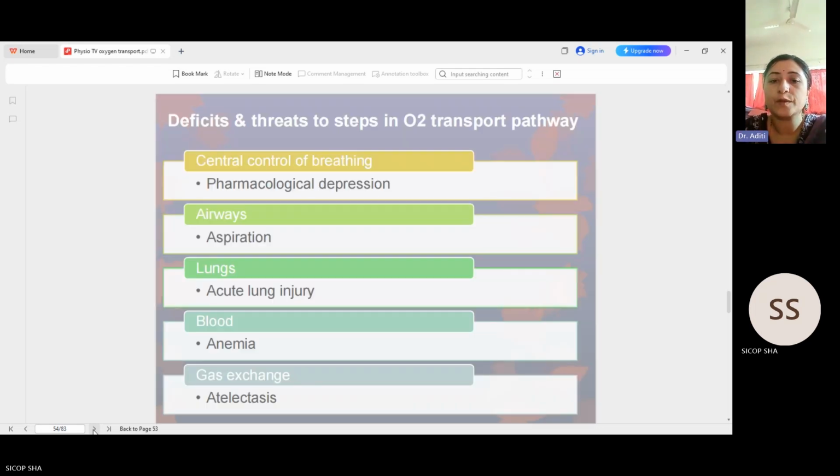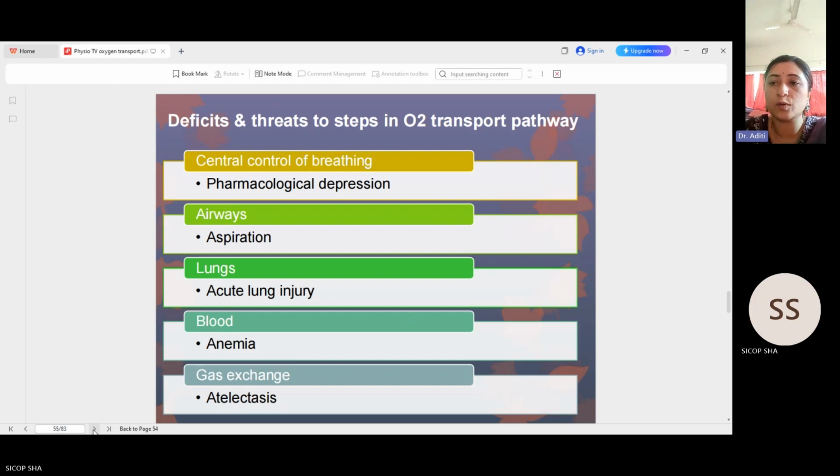Next slide. Let us see the steps and the associated factors that can threaten the steps in the O2 transport pathway. For central control of breathing, whenever the patient is under GA or there is pharmacological depression, it can affect O2 transport. At the airway level, if there is aspiration or the patient has aspirated, O2 delivery can be hampered. In the lung, any etiology or pathology that can result in acute lung injury can hamper oxygen transport.